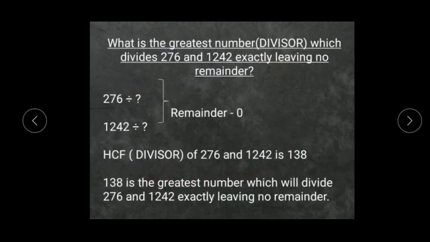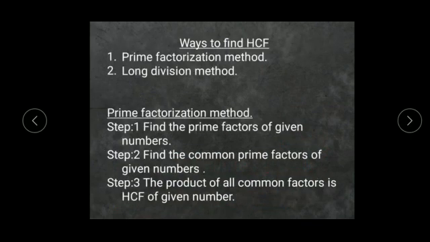Next application. What is the greatest number which will divide 276 and 1242 exactly leaving no remainder? That means we are supposed to find the divisor, and the divisor should be the greatest number which will divide 276 and 1242 without leaving any remainder. So here also we can find the HCF. So HCF of 276 and 1242 is 138. So 138 is the greatest number which will divide these two numbers leaving no remainder.